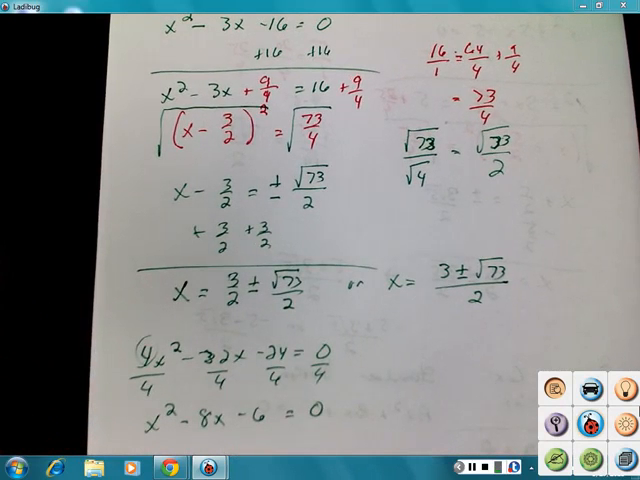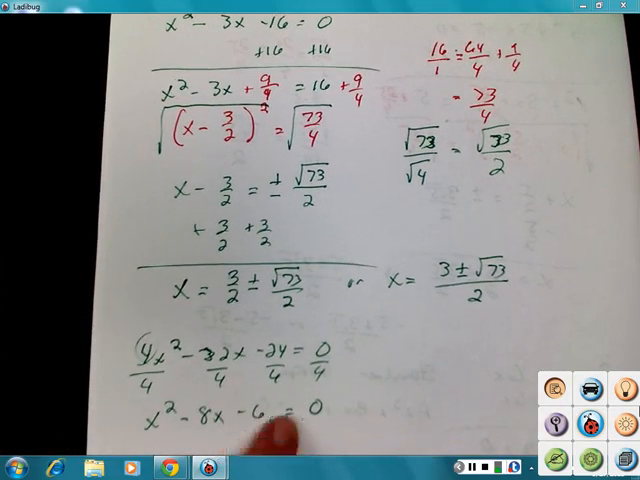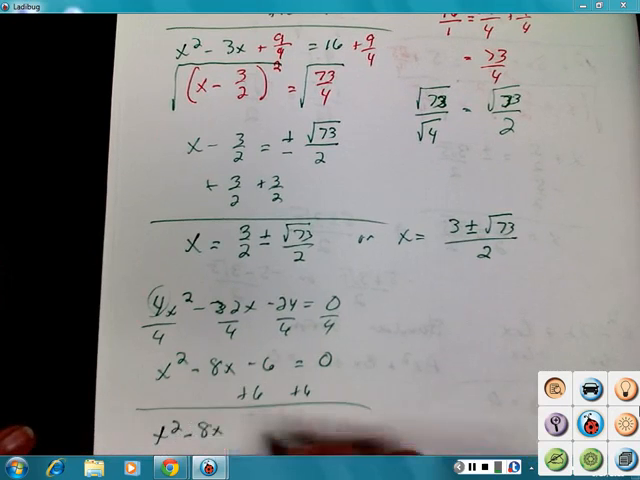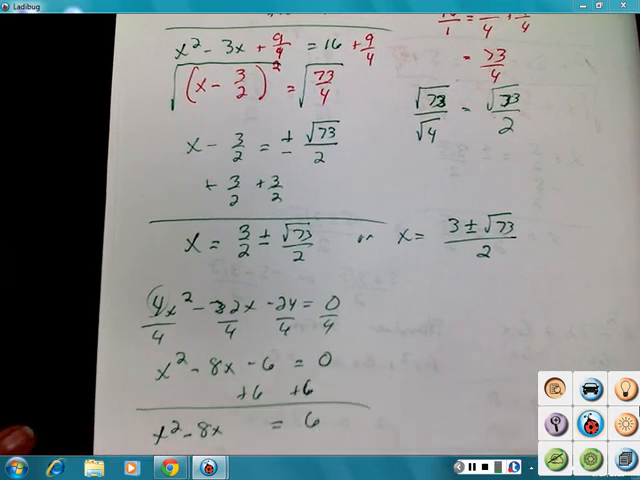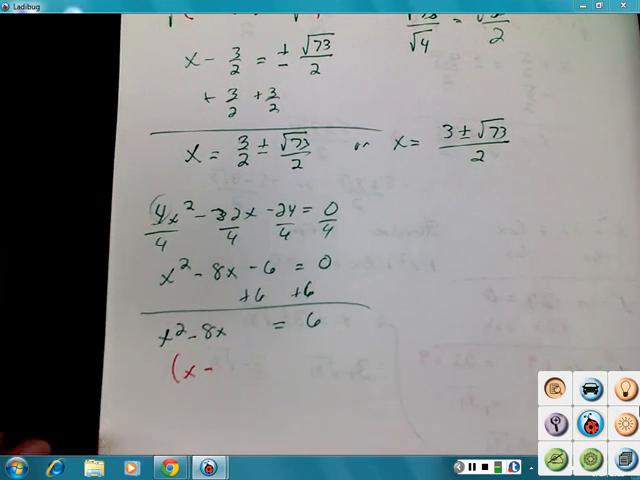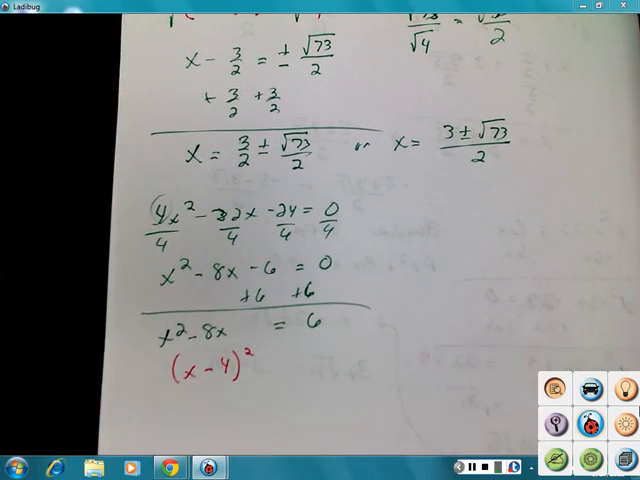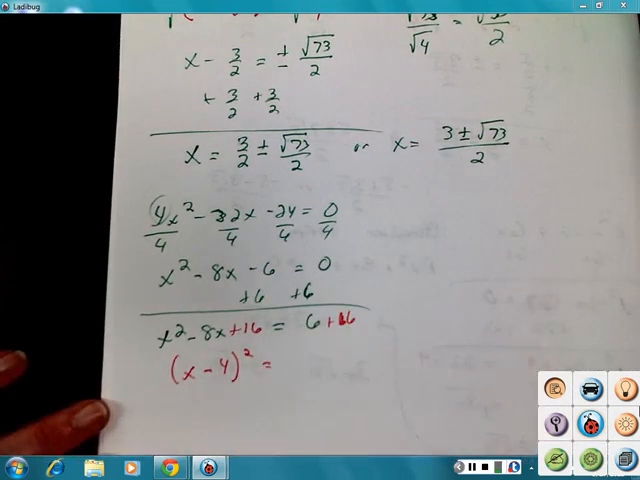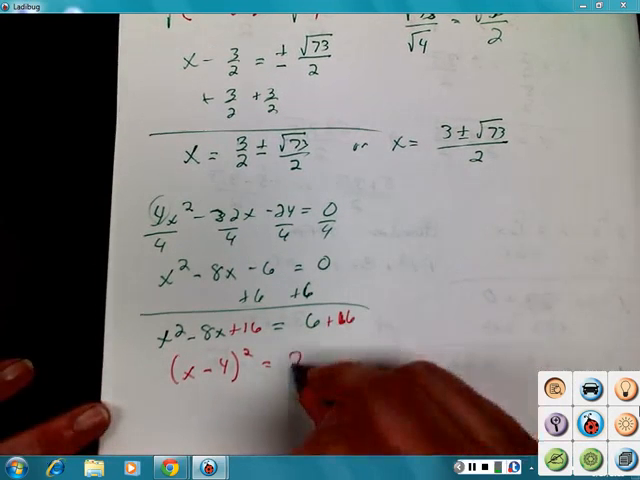So yay, I'm pretty good so far. Can't factor it because there's no factors of 6 that add to 8, so we can't do that part. So I'm going to add 6 to both sides. And then half of a negative 8 is negative 4, squared. So what happens to that? 4 times 4 is positive 16. And add 16 to both pieces. So 6 plus 16 is 22.